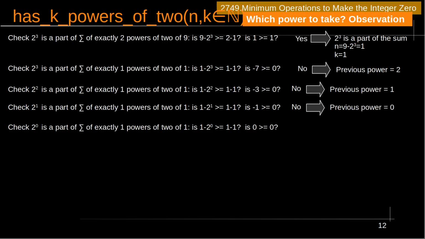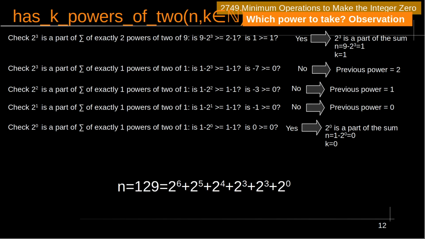Let's go to the previous power. So we go to check, is 2 power 0 a part? The answer is yes. So we compute n, we compute k. So we have k is equal to 0. We have found all the powers. So we can say that n is equal to 2 power 6, 2 power 5, 2 power 4, 2 power 0.